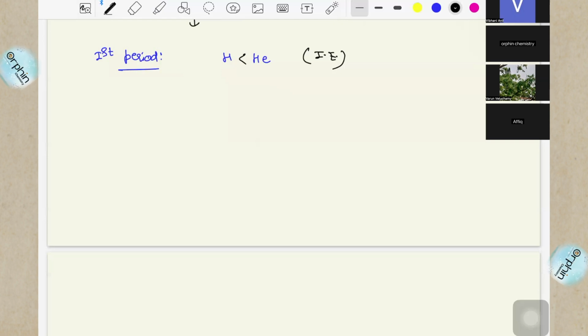Fine, very good. Helium has the highest because down the group IE decreases and left to right it increases. So helium is at the top rightmost corner. So helium has the highest IE. He has the highest IE.